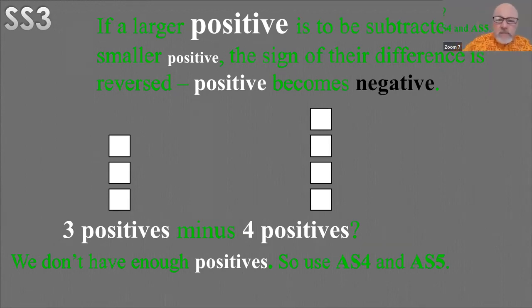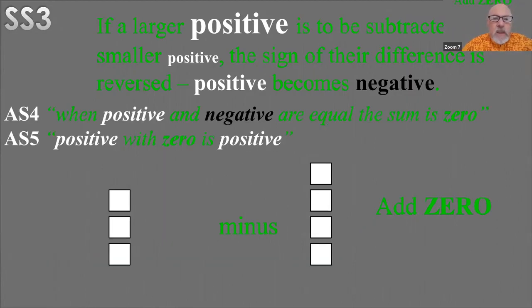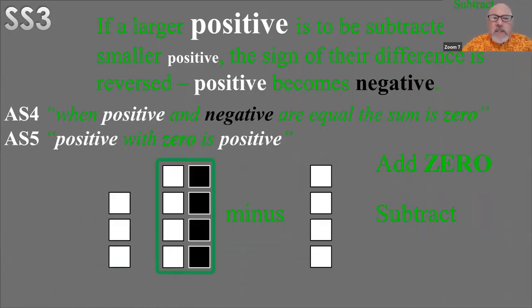So we can't take 4 positives away from 3 positives. We can't do it because we don't have enough positives. So what do we do? Let's add 0. So we add a 0, and there's our 0. We've added 0 in the form of 4 positives and 4 negatives. And whenever we add 0 to a number, it doesn't change its sum. So we can do this. And guess what? Now we can subtract the 4 positives because we've got enough.